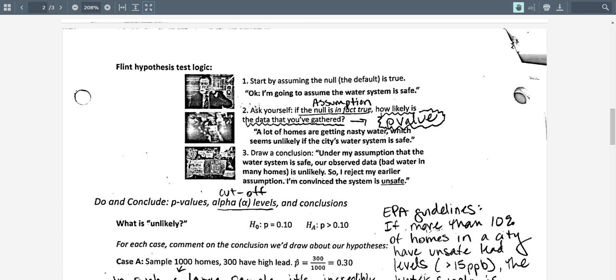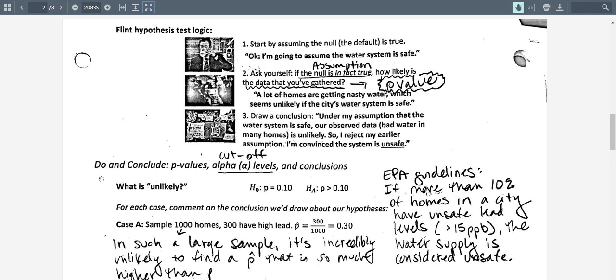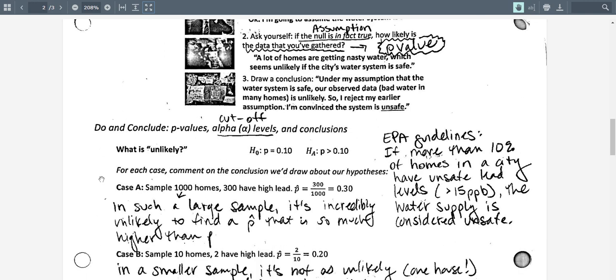How did we end up seeing so many homes with bad water? That's pretty unlikely. So we reject that assumption and we're convinced that it is in fact unsafe. So again, the way that we work through each of those is that in our do and conclude steps, we are going to have p-values, just the probability of our sample if the null is true. Alpha levels now, which we've been discussing, we just haven't formalized as a cutoff that we'll use, and then the conclusions. So what does it mean to be unlikely?